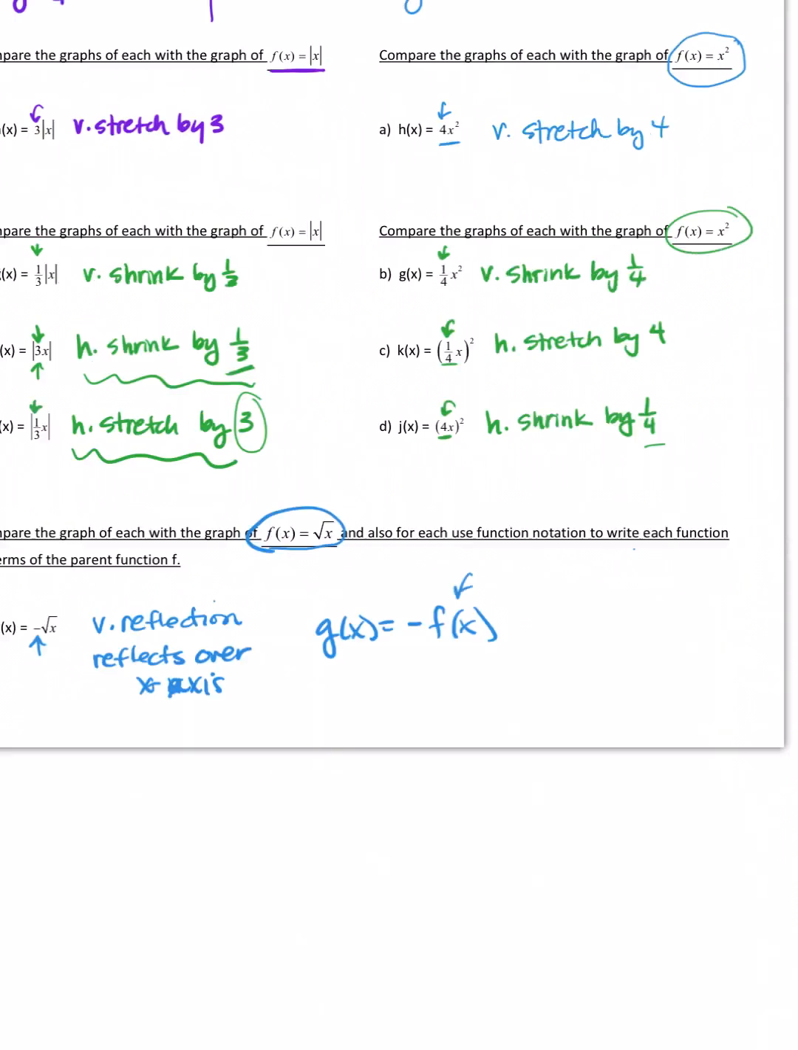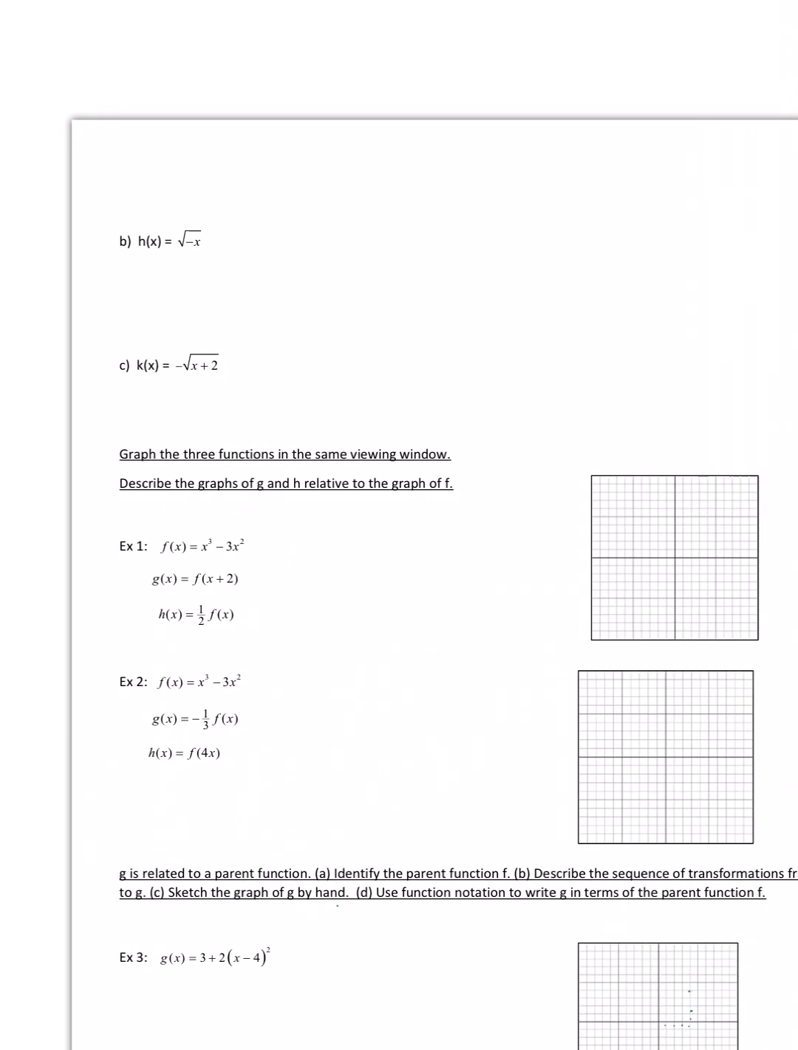Let's try the next one. This one, notice this is a horizontal reflection, or the negative's on the inside, that's how I know that. Or you could say it reflects over the y-axis. Now, to put this back in f of x notation, it's saying h of x is now f of a negative x. The negative has to go on the inside of the parentheses to remain horizontal.